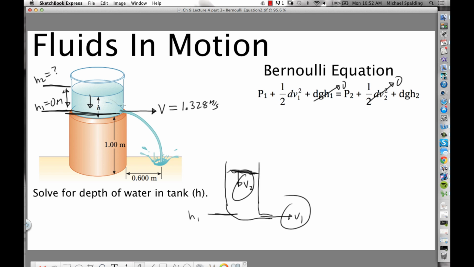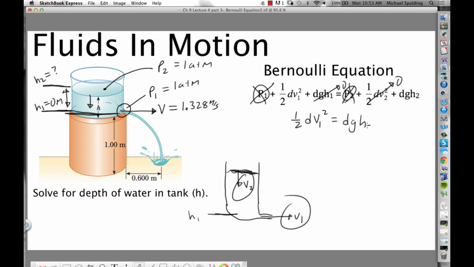Now, notice that this hole right here is open to the atmosphere. So what's going to be pressure 1? 1 atm, which if you actually plugged that into the equation, you'd want to convert it to pascals. Okay, what's pressure 2 up here at the top of the tank? Is the top of the tank open to the atmosphere? Yep, so what's the pressure up there? 1 atm. So the point being, this pressure and that pressure are the same. So what happens to them? They cancel out. P1 and P2 are the same, so they drop out. And what we're left with is 1/2 dV1 squared equals dgH2, right? The densities cancel, and now we can solve for H2.